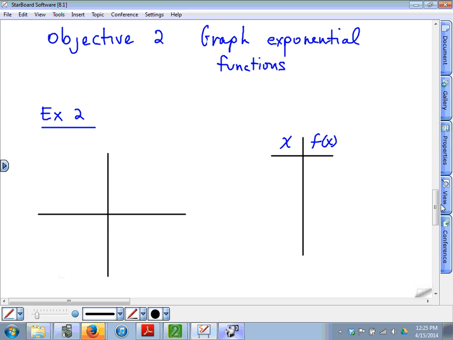let's get to this. We're going to graph this function right here, right now.